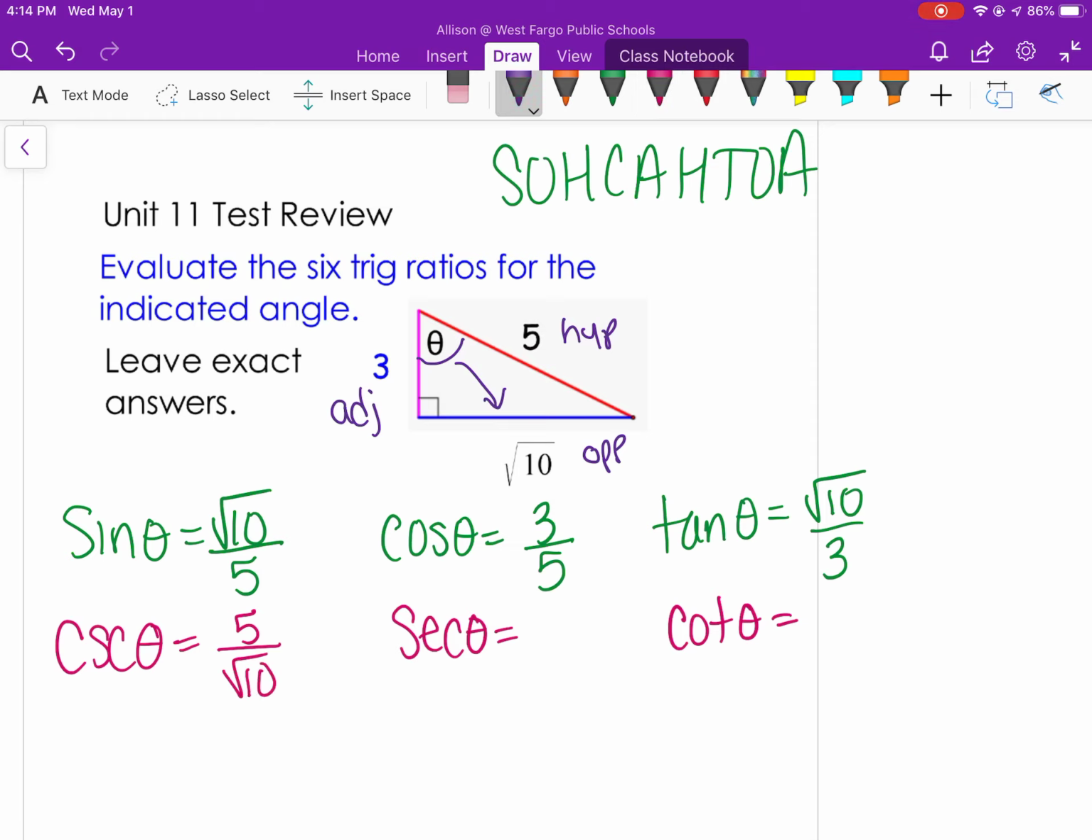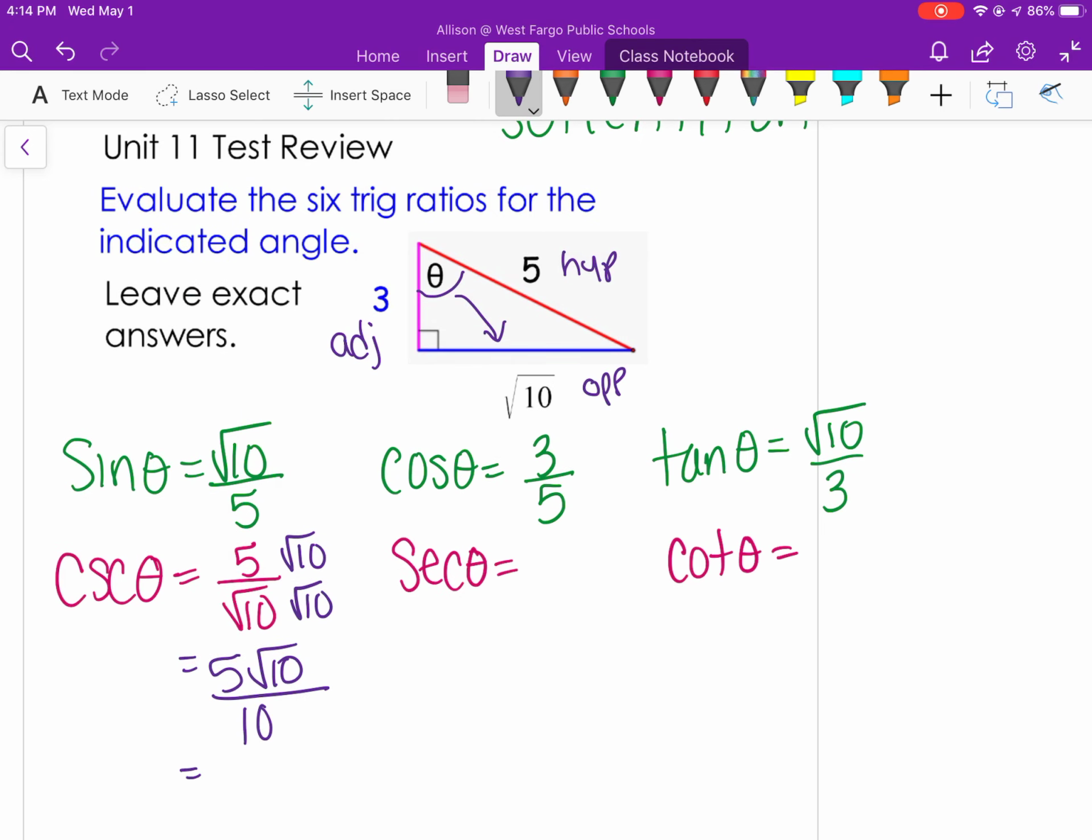Now for that, you will need to rationalize it, so multiply both the numerator and the denominator by the square root of 10. It'll be 5 times the square root of 10, and then on the bottom, it'll be the square root of 100, which just simplifies to 10. Now that can be simplified one more time because 5 over 10 simplifies to 1/2. So it'll be square root of 10 over 2 is your final answer for cosecant.